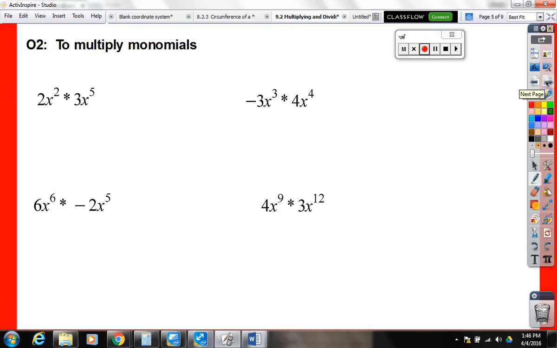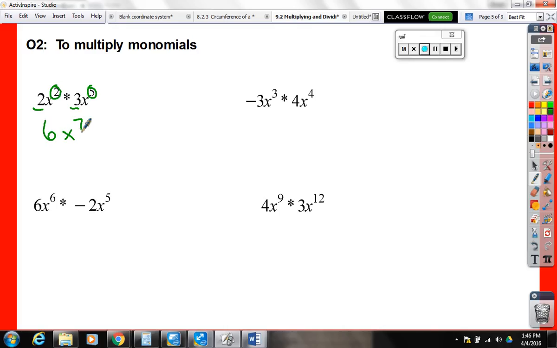This is where you multiply the coefficients, you add the exponents. So if I have 2x squared times 3x to the 5th, I'm going to multiply the coefficients. 2 times 3 is 6. And then I have the same base, both x's. I'm going to add the exponents, so I have x to the 7th. I think that was a 5 there. Wasn't that a 5? Yeah. I circled it and then I couldn't tell what it was. So we end up with 6x to the 7th.